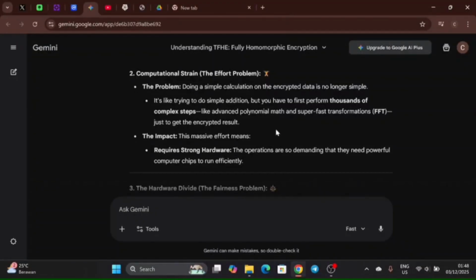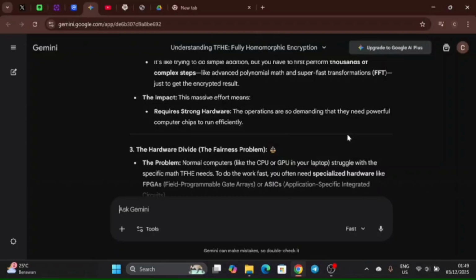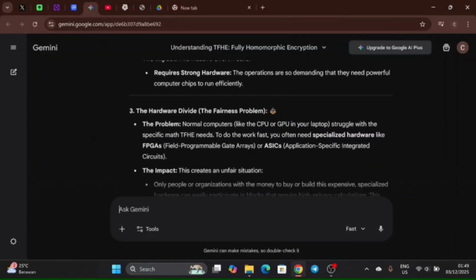The advanced polynomial math transforms and supervises just that encrypted result. The impact: the massive performance requires strong hardware. The operation is also demanding for the computer chip to run efficiently. The hardware divide, the fairness problem.